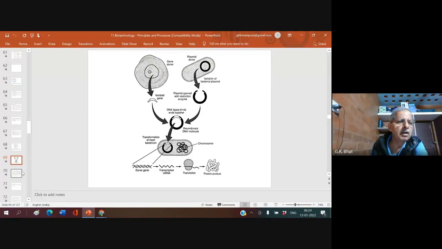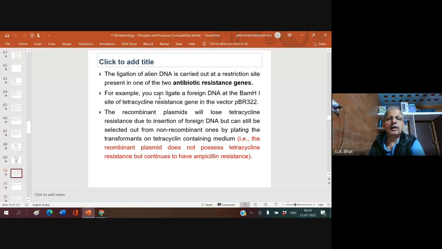Understood? Clear? Now, the ligation of alien DNA is carried out at a restriction site present in one of the two antibiotic resistance genes. Which are these two? Which are the two antibiotic resistance genes?